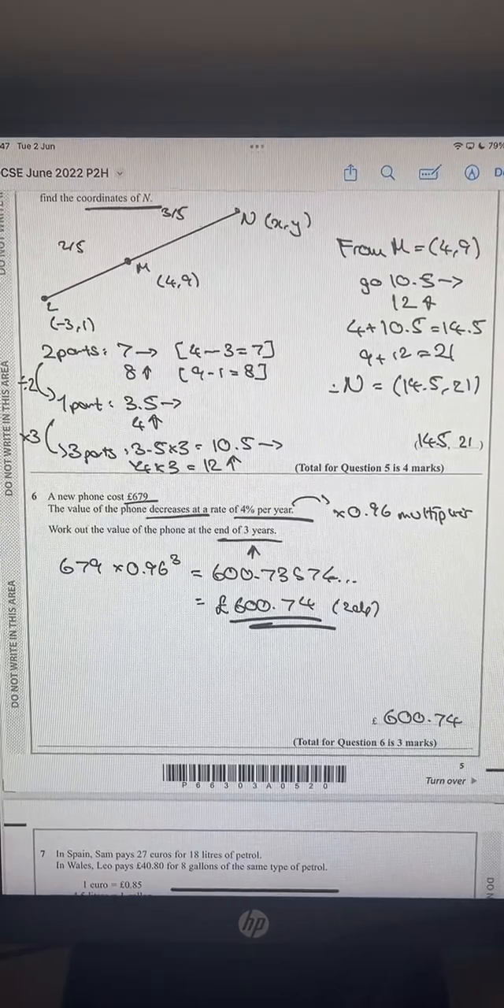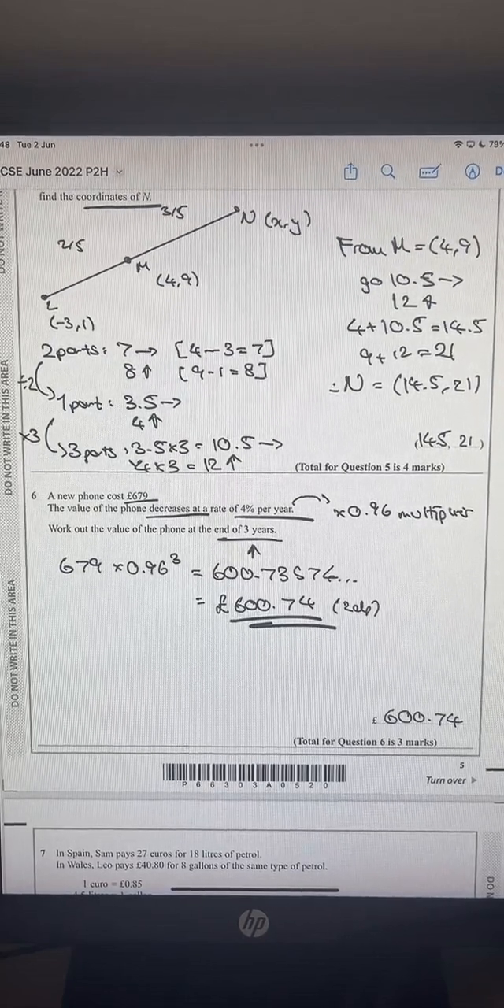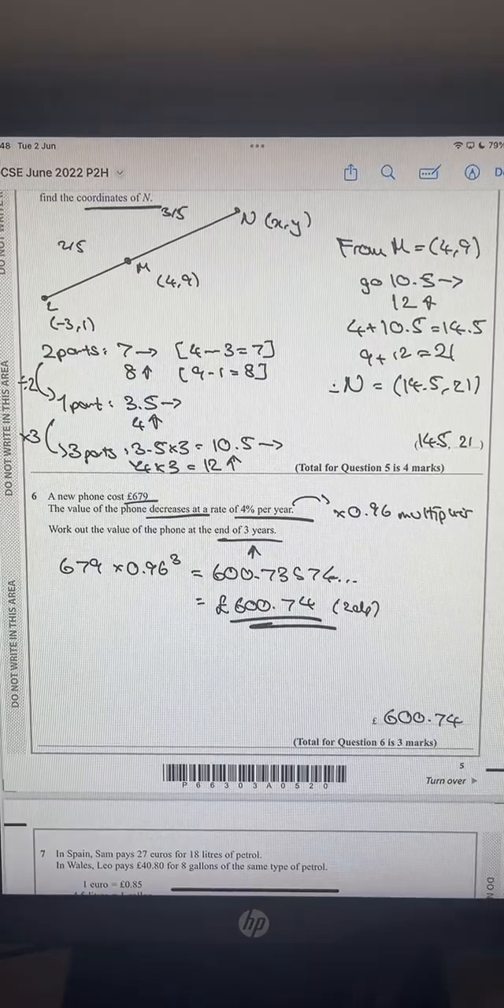Hopefully that makes sense. It works kind of like compound interest, with the multiplier going off the previous amount. Yep, you can just cube it, which is what we did.